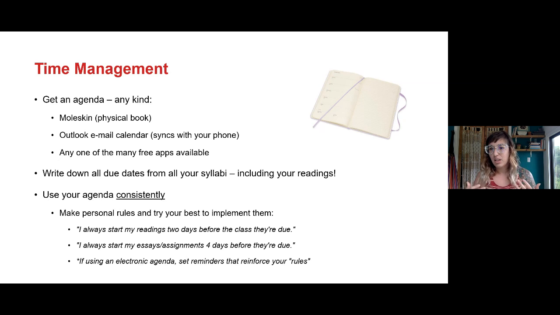Another thing that can really help with making sure that not only do you have the due date scheduled, but you have a plan to meet those due dates, is to create some personal rules for yourself. Something like, I'm always going to do my readings 2 days before they're due in class, or I'm always going to start an essay at least 4 days before it's due. And you can even do some reminders. If you're using an electronic agenda or an Outlook calendar, you can set notifications so that it prompts you, hey, you have an essay due in 4 days.